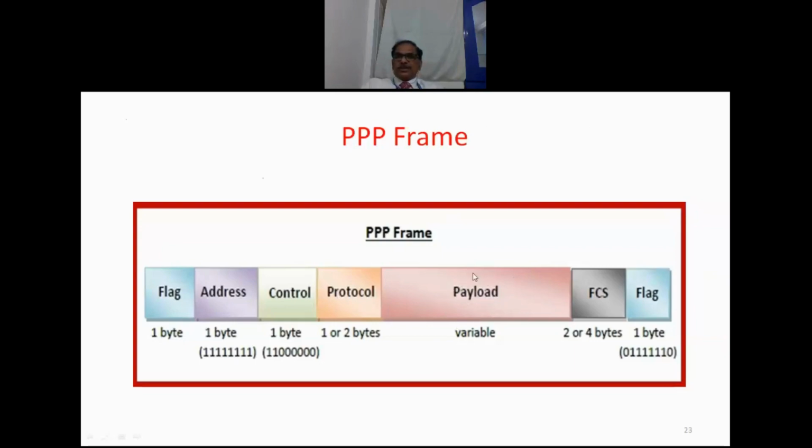The maximum data that is used in this area is 1500 bytes. More or less, almost all the data link layers support a payload size of approximately 1500 bytes. Then the frame check sequence is used to verify whether there are any errors or not. The receiver will use this frame check sequence to identify errors. Then the end of the frame. This is how this frame format is.